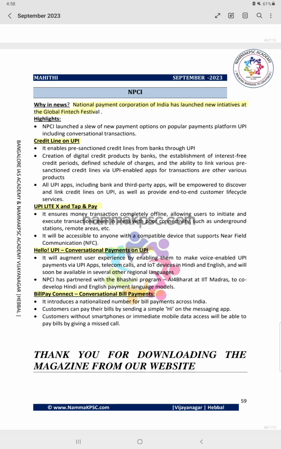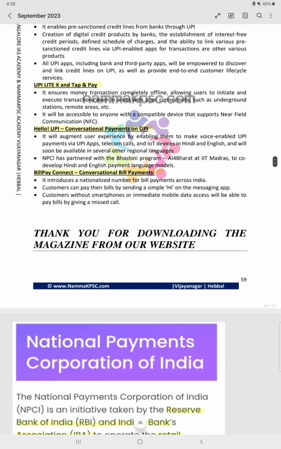Then we have NPCI is in news. It has brought some new initiatives like credit line on UPI, UPI Lite, tap and pay, Hello UPI, that is conversational payments on UPI, and Bill Pay Connect, which is conversational bill payments. But what is important here is not the news, but the body NPCI itself.